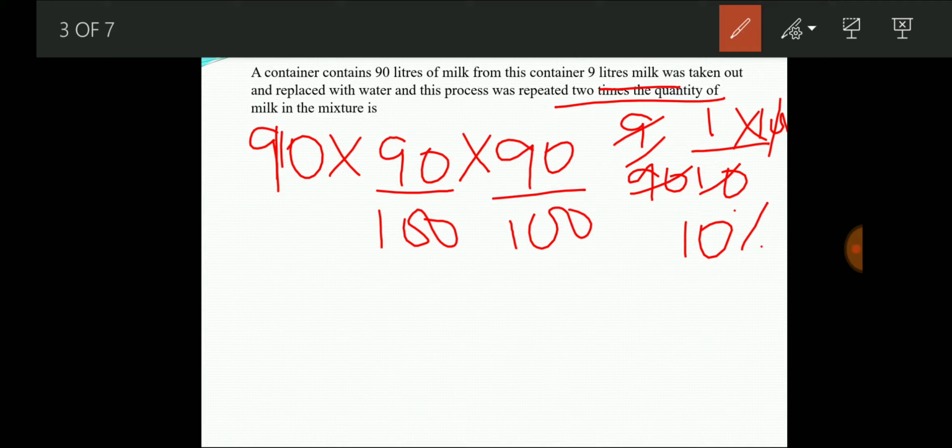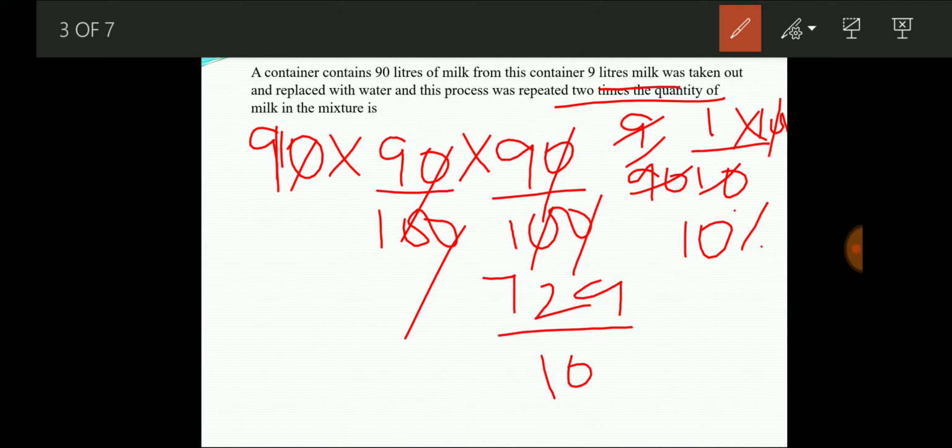So our answer is going to be 9 cubed, 729, by 10. The answer is 72.9 liters. The quantity of milk in the mixture is 72.9 liters. It's very simple. All that we have to see is how much is taken off and how much we have in our hand. Answer is 72.9 liters. A very simple concept. Nothing big here. We do not concentrate much on this.